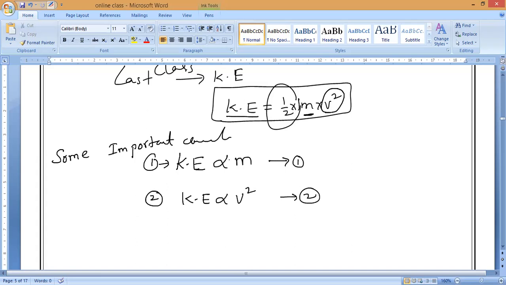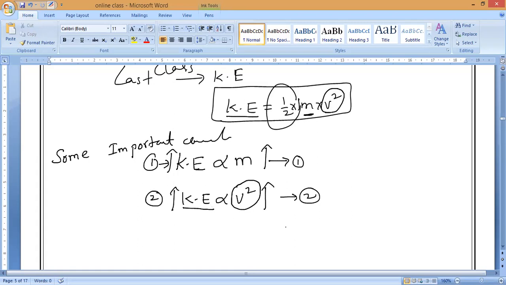It means if mass increases, kinetic energy increases. If velocity increases, kinetic energy also increases. But here, if you notice, velocity is squared, so it matters how many times velocity increases. Understanding? Because of the square of velocity, kinetic energy increases accordingly.